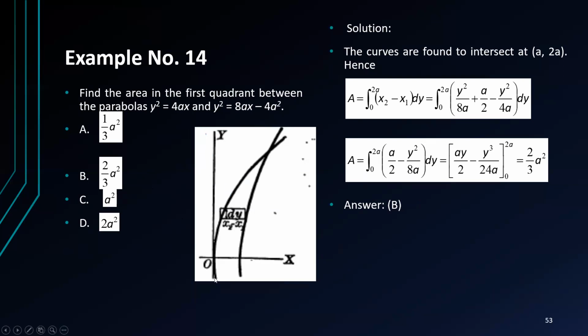So, this is the curve. This is 0, and this is y squared equals 4ax. That's its shape, because your y goes up and down. And here it's the same: y squared is 8ax minus 4a squared. This is it. So your dy, your dx, your x here is x2 minus x1. So, area is equal to the integral of (x2 minus x1) times dy from 0 to 2a.